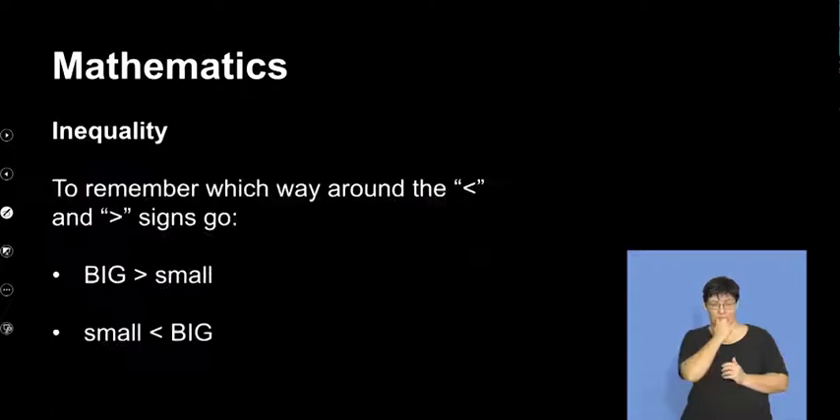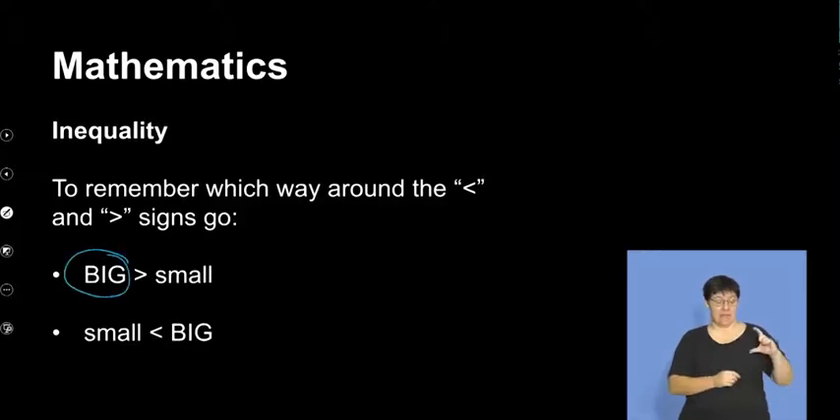Now, in terms of examples, you need to always remember which way around this goes. The bigger value, wherever the inequality is opening to, will be the bigger value, and wherever the sharp point is facing will be the smaller value.